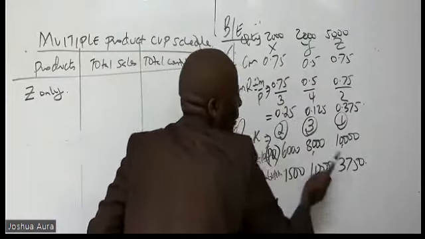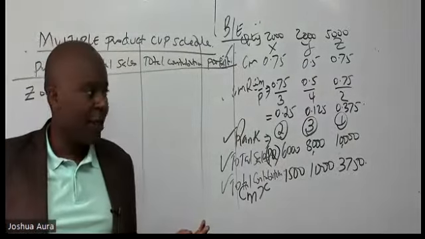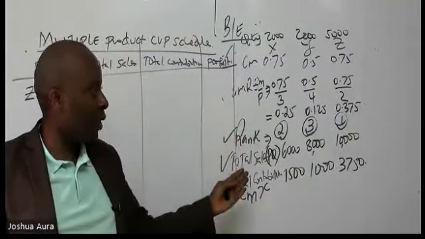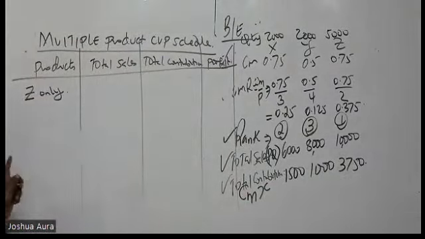0.75 times 5,000 will give me 3,750. Which figures were you using to get that 7,500 really? Right? So these are correct figures. Great. So we start in this case here by producing Z only.